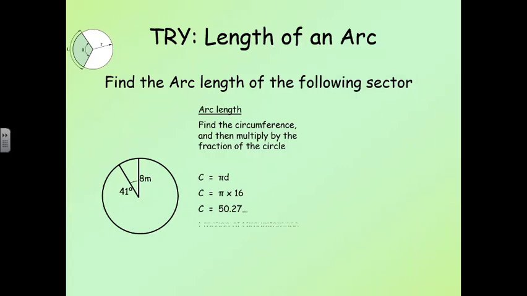Now I need to multiply that by the fraction. So my fraction in this case is 41 out of 360 because my angle is 41 degrees out of the full turn of 360. Put this into my calculator and I get 5.72 meters, and this is rounded to 2 decimal places. You don't always round to 2 decimal places. Whatever the question asks you to, I would round to that. However, if it doesn't ask you, 2 decimal places is satisfactory.